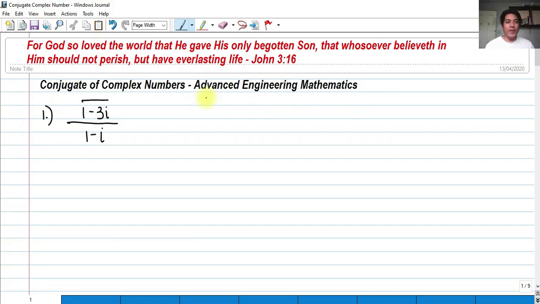Hi, so for today we're going to talk about the conjugate of complex numbers, and this is still a part of our advanced engineering mathematics lecture.